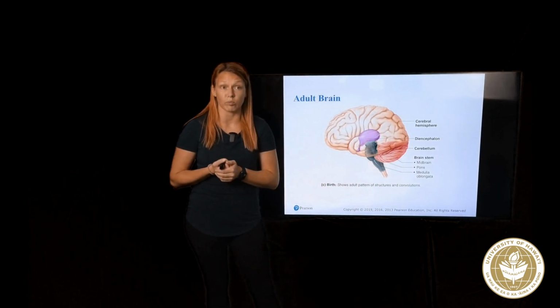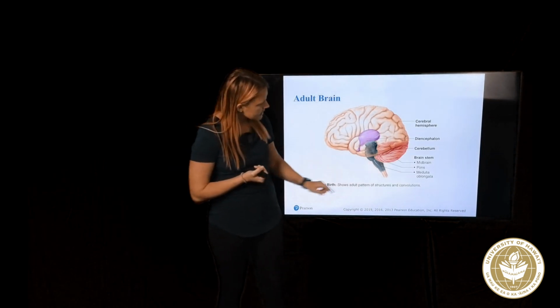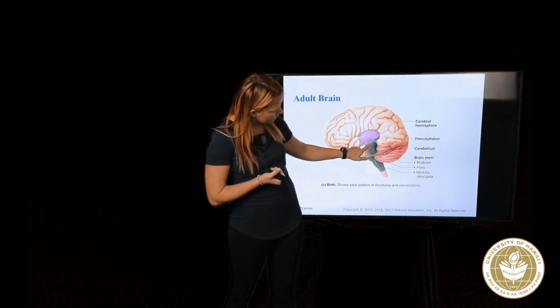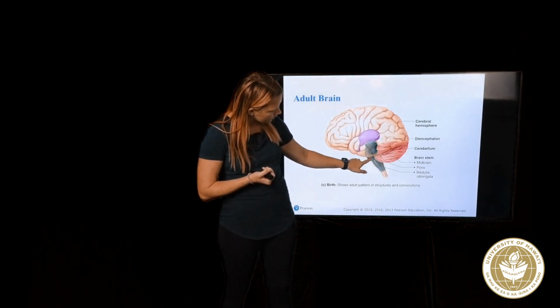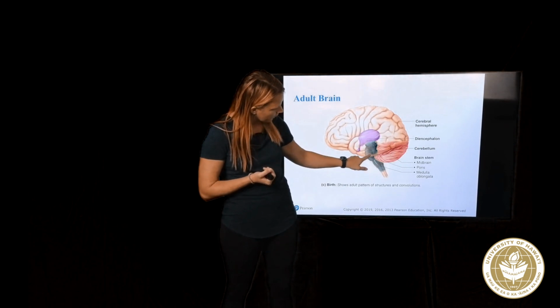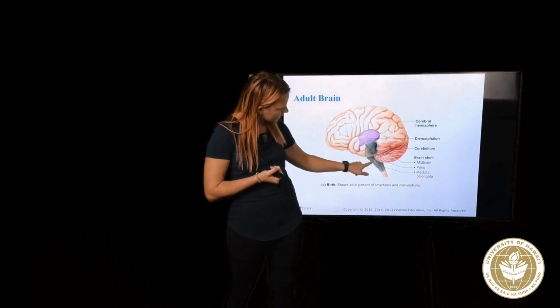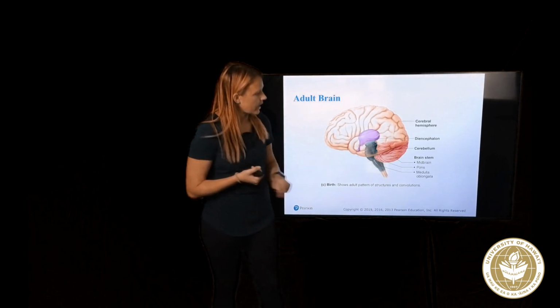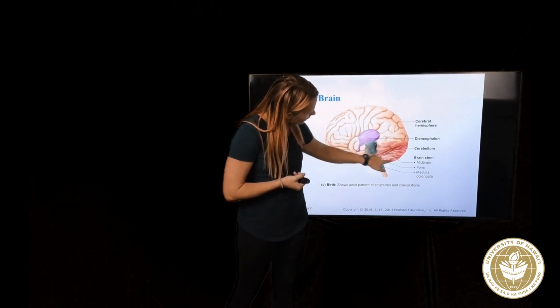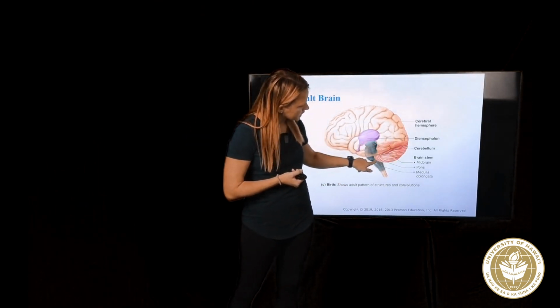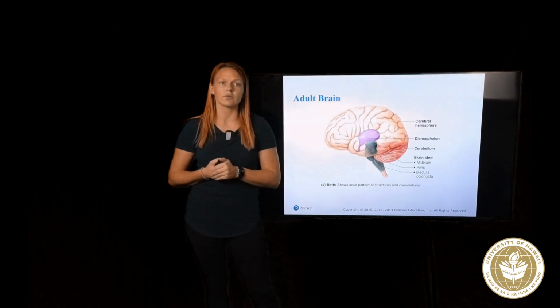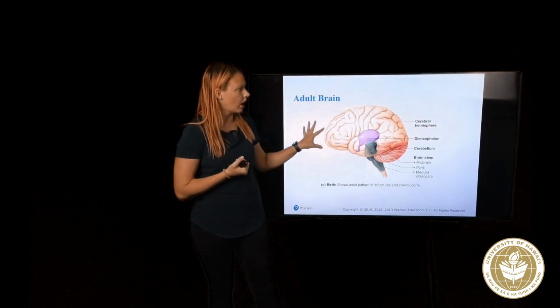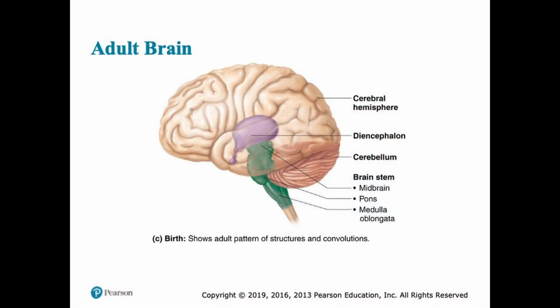Then we have the brainstem, and the brainstem is going to include our midbrain, your pons, and your medulla oblongata. So everything right here in green is your brainstem. And then we have the cerebellum right here in the back or posterior portion. So those are kind of the 4 main parts of the adult brain.